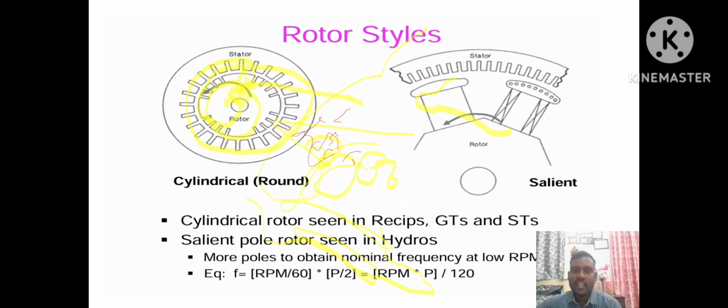Our generator is running at 3000 rpm. In this case, speed in rpm is 120 f by p, where f is frequency divided by p, the number of poles. That gives our 50 hertz. The salient pole rotor is used basically in hydropower plants, and the cylindrical rotor is used in thermal or steam power plants.